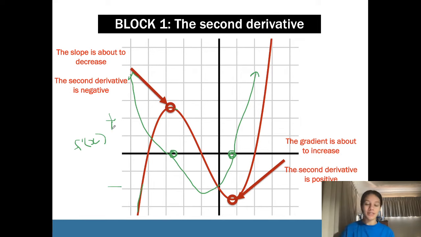And we start off with the stationary points being our points that are 0, because the gradient is 0 at those points. So that's the first thing to kind of think about with your first derivative graph.